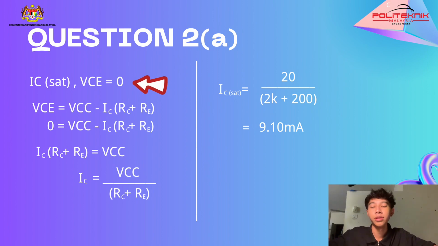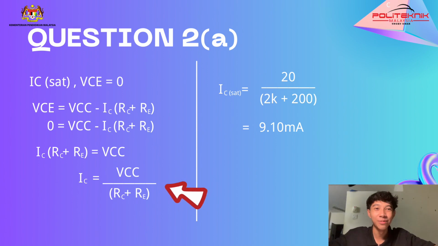Okay, second last question is to find IC saturation. So for IC saturation, VCE is equal to 0 volt. So we use the VCEQ latest equation. VCE is equal to VCC minus IC multiplied with RC plus RE. So we change the VCE value to 0. So it will be 0 equal to VCC minus IC multiply RC plus RE. Then you move the negative IC term to the left, and then it will be IC multiply with RC plus RE equal to VCC. And the last thing is you need to move the RC plus RE to the right.